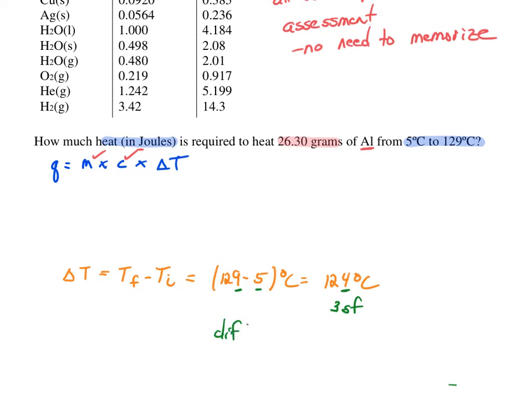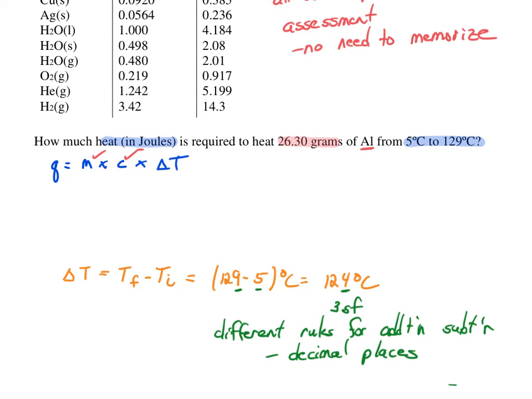Remember, we have different rules for addition and subtraction. And that's based on decimal places. Not counting the sig figs, but the number of decimal places. So this number is going to have 3 sig figs. We need to remember that at the end when we determine the sig figs in the problem. So we have our delta T value. We have everything we need to turn out our answer, so we can just substitute in our mathematical values here.